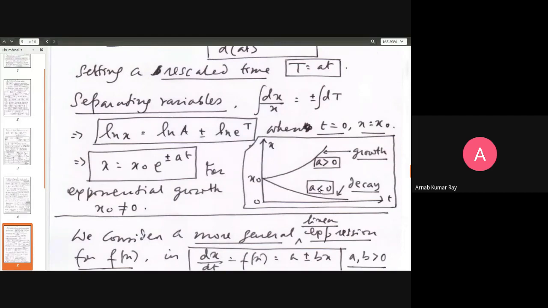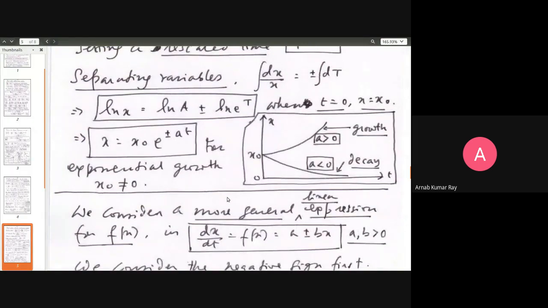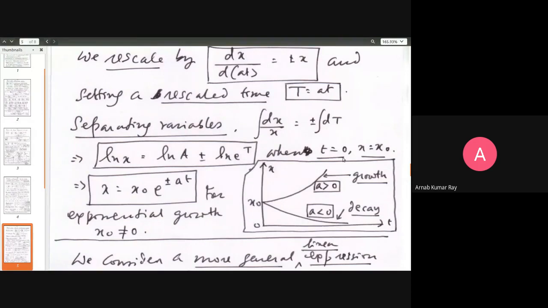I made a mistake over here. It should be a is positive. So minus a is negative. So maybe I should put a minus sign over here. Minus a is a negative number with a being positive. This is a decay. Now, I should mention that when you have the plus sign, this is an exponential growth, and when you have a minus sign, this is an exponential decay. So for exponential decay and exponential growth, you'll have a plus or a minus.